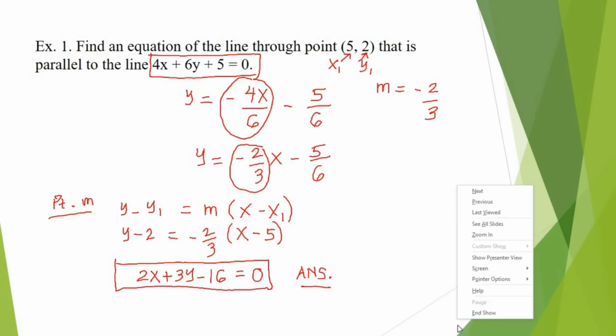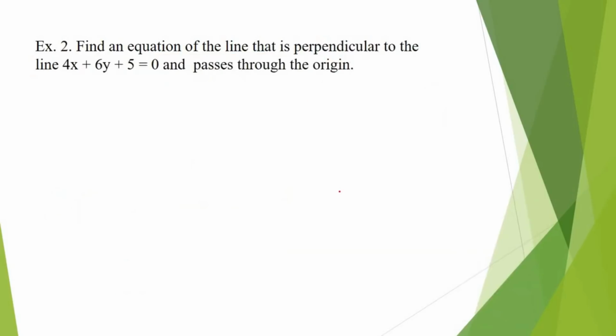Okay, next. We have illustrative example number 2. Find an equation of the line that is perpendicular to the line 4x plus 6y plus 5 is equal to 0 and passes through the origin.